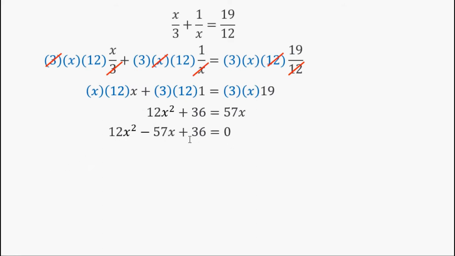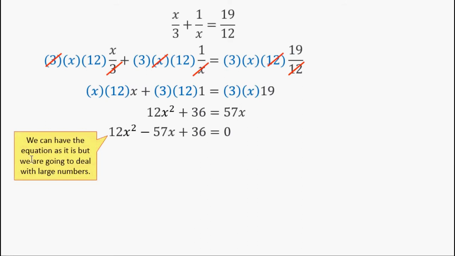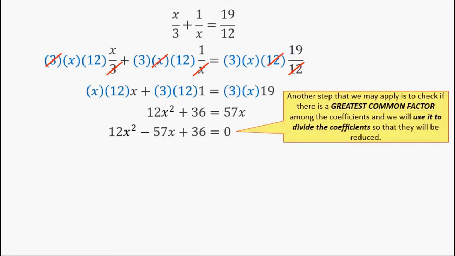So, anong nangyari dito? We added negative 57x on both sides of the equation. Kaya nagkaroon tayo dito sa left side ng negative 57x and on the right side, naging 0 na lang. Next is, we can have the equation as it is. But we are going to deal with large numbers. Kaya naman, another step that we may apply is to check if there is a greatest common factor among the coefficients 12, 57, and 36. And we will use it to divide the coefficients so that they will be reduced.